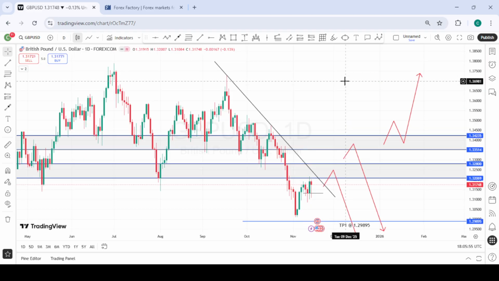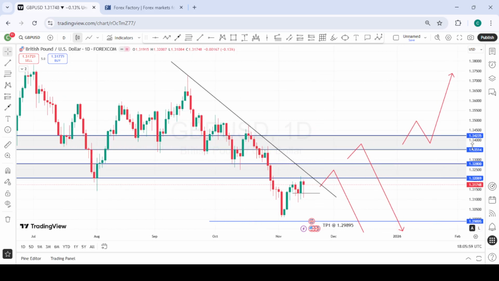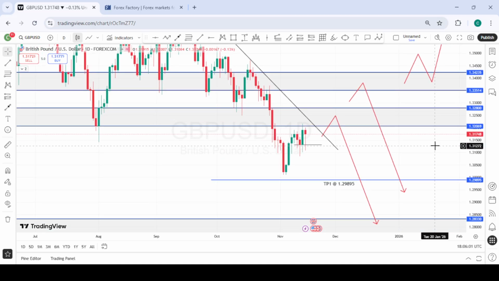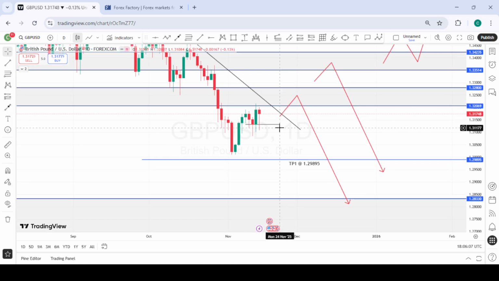We also have here GBPUSD. For GBPUSD, we also anticipated that price was going to pull back into this area of interest and give us some reactions from this area of interest. Yes, price has actually tapped the area of interest, and then we have to wait for more price action to determine our direction or our entry for GBPUSD.